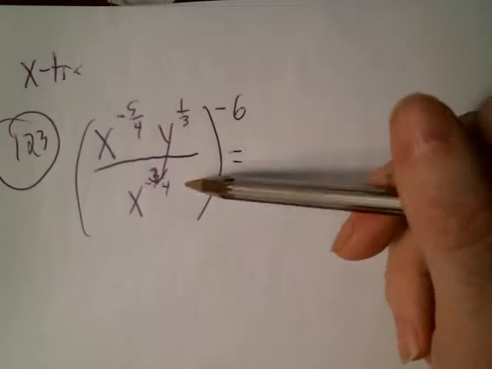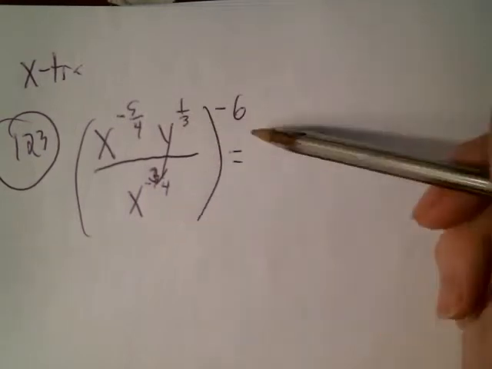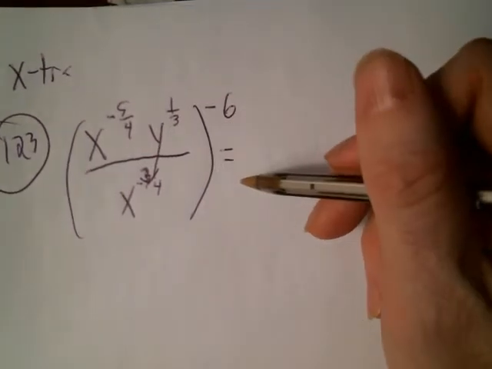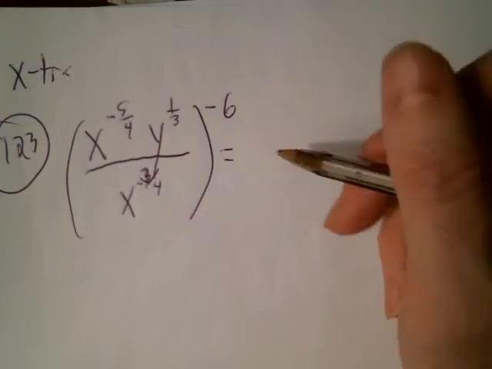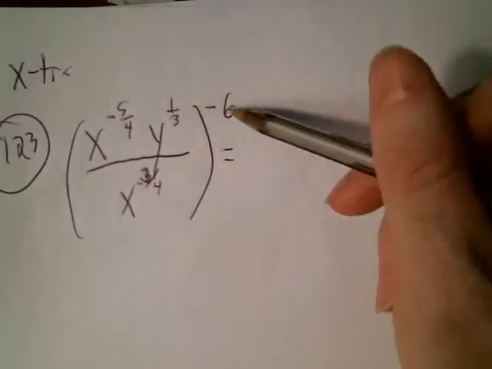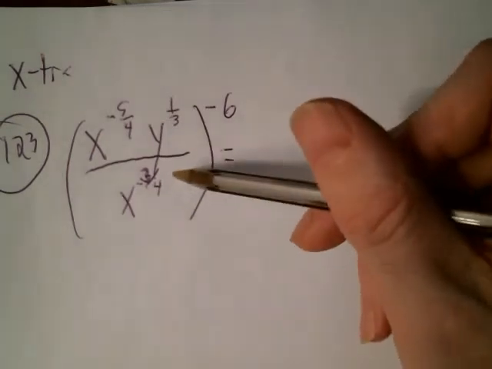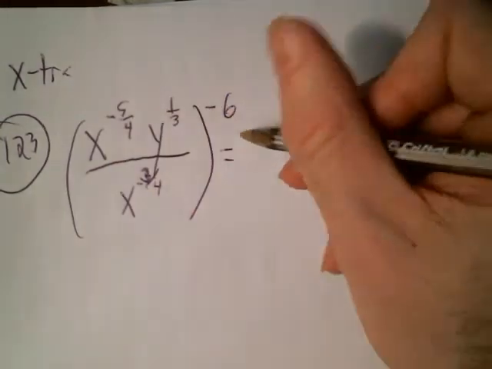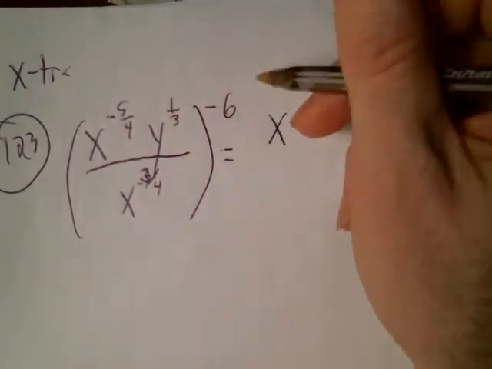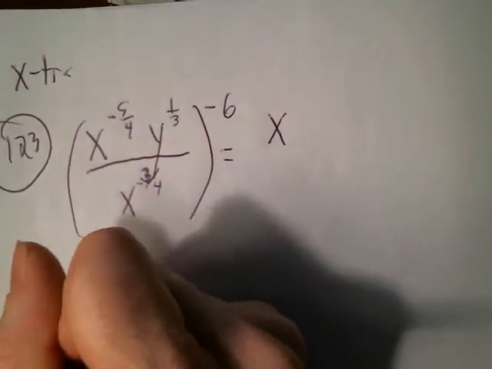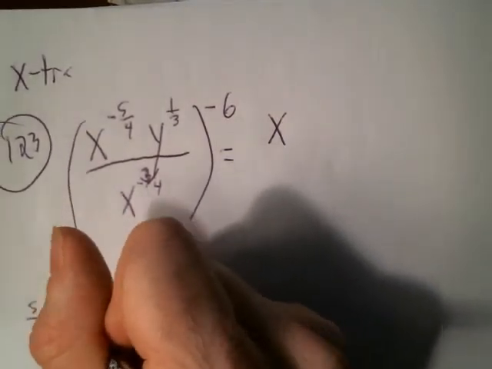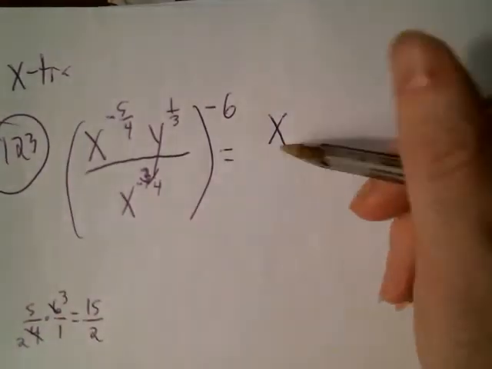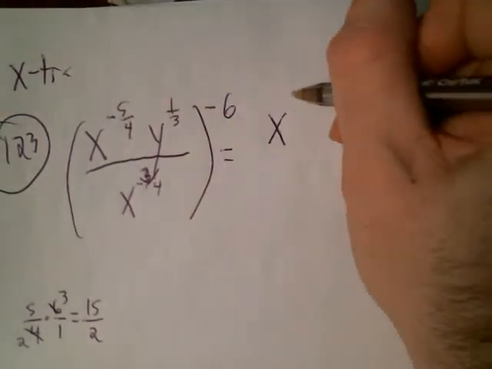Okay? So anyways, this is raised to the -6. I've got x to the -5/4, y to the 1/3, x to the -3/4, all raised to the -6. A lot of ways you could do this, and the way I think of it is to just go ahead and multiply out the exponents. You could flip the fraction and change the sign out here, but I don't think it's going to help you in the long run. So let's just multiply out the exponents. I get x to the 5/4 times 6. 6 is the same as 6/1, and then it's 3/2, so 15/2. Negative times negative is positive, so you get positive 15/2.